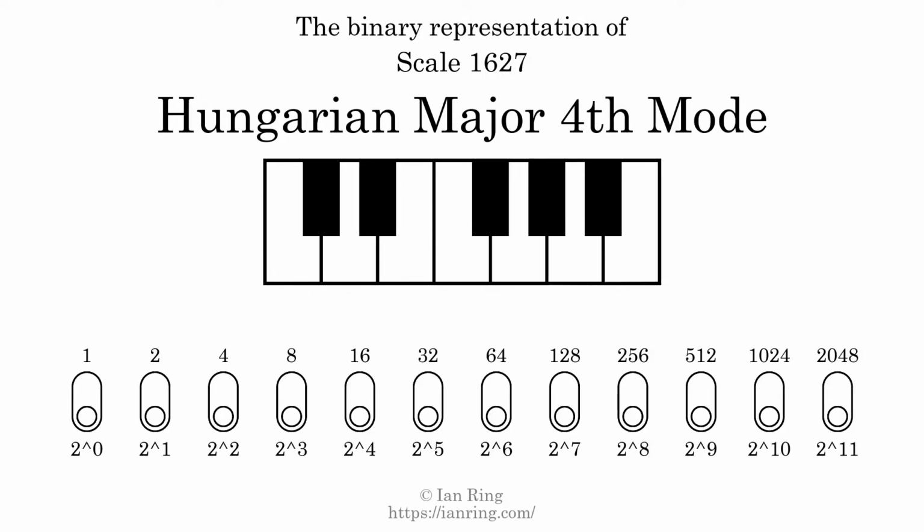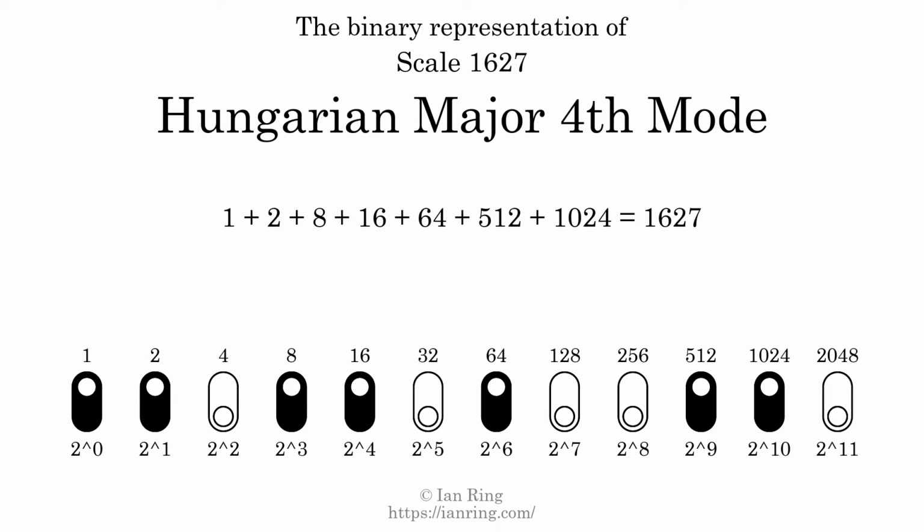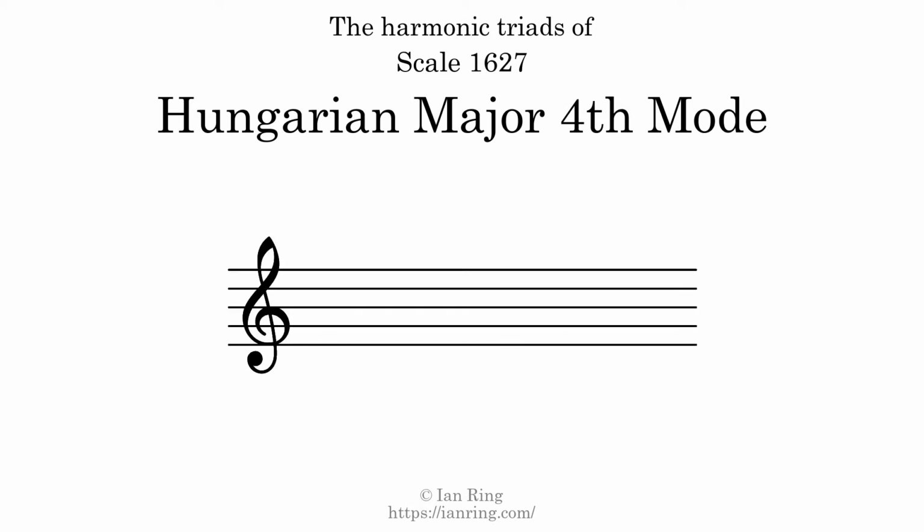The binary representation of this scale is determined by mapping tones of the scale to binary digits. Each binary digit represents a power of 2. To get the scale number, we add the powers of 2 together. The powers of 2 that are present in the scale, all added together, equals 1627. That is why the scale number, in decimal, is 1627. The scale number not only enumerates the scale with a unique index, but it also literally describes the tonal content of the scale. Represented as a binary number in base 2, the scale number is 01100101111. Here are the harmonic triads present in this scale.